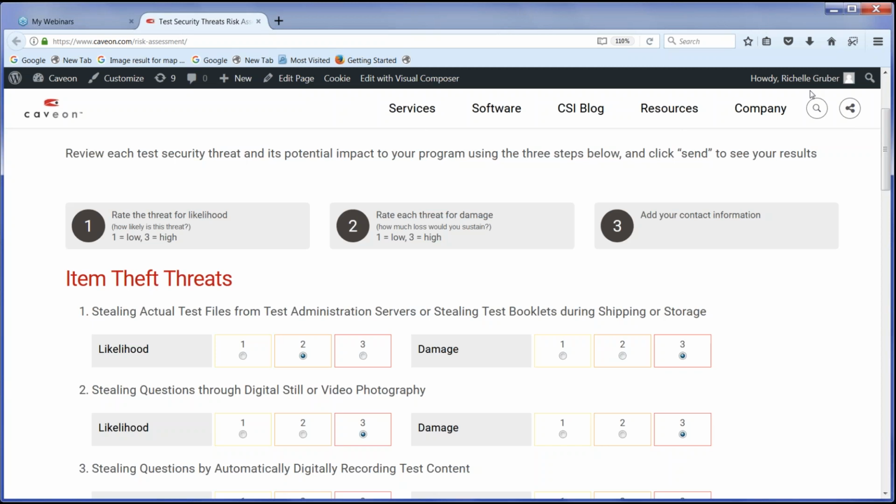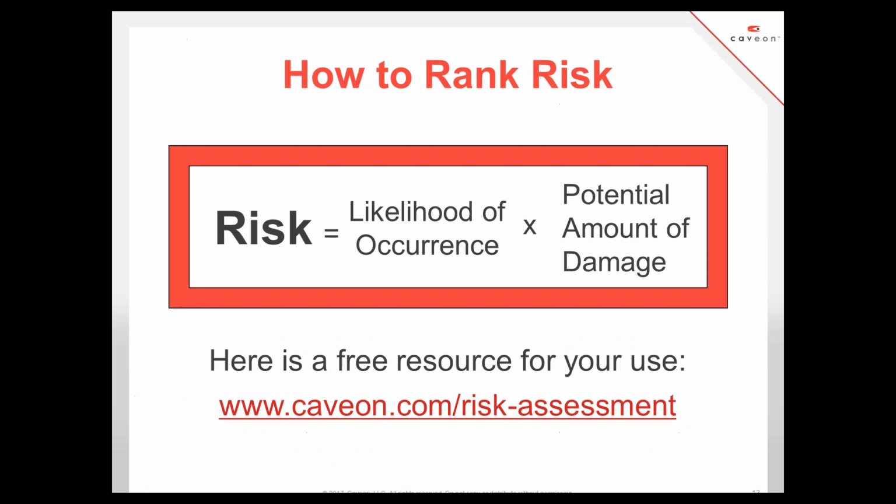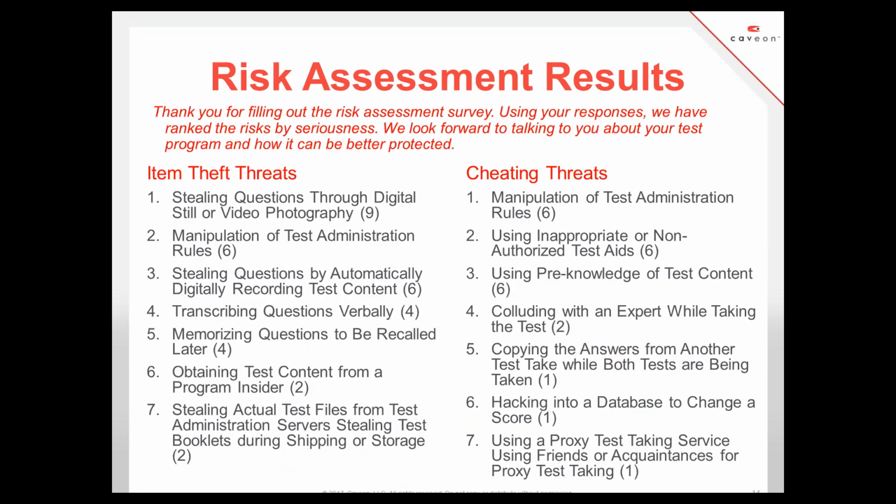Thanks, Rochelle. When she brings back the slide deck, I want to show you the report that this particular exercise produces. And so it's on the next slide. So this is one possible outcome of the threat risk analysis, and it ranks them by the mathematics, the calculation of that risk. So in this case, stealing questions through digital, still or video photography was the top ranked with a 9. The next one down, manipulation of test administration rules, with the 6.